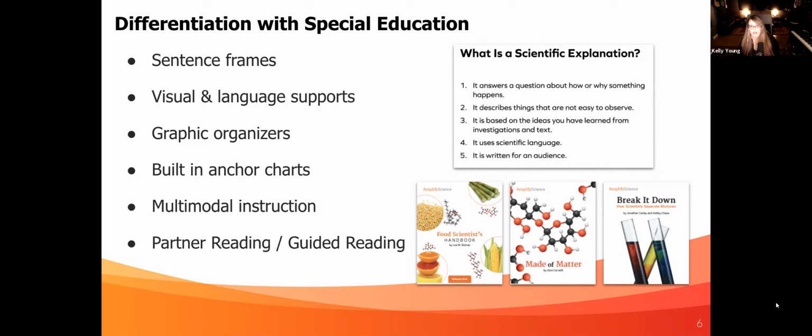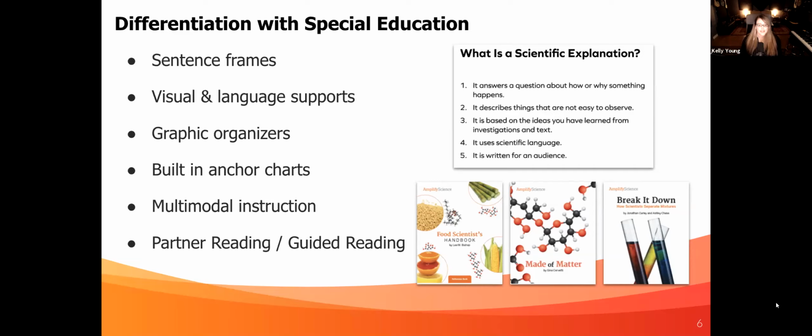What I have on the screen are examples of those particular textbooks that we are using as part of our ongoing unit. We are in the Modeling Matter unit, and we just finished reading Made of Matter. It's really cool because in these books, it's very bright, vibrant, everything's called out. If you want to talk about engaging, these books are super, super engaging.